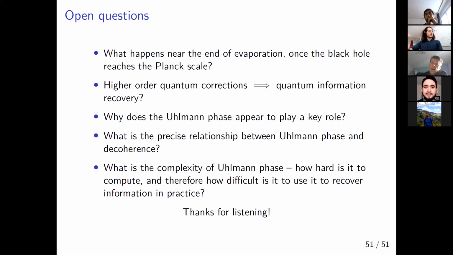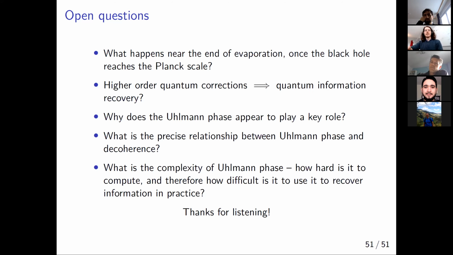So I should say that there have been suggestions on how you set up experiments to measure the Uhlmann phase. I don't remember exactly the authors of those papers, and it has also been explicitly measured with an experiment for a simple system. So this is something you can measure.